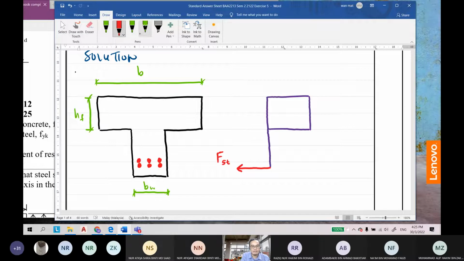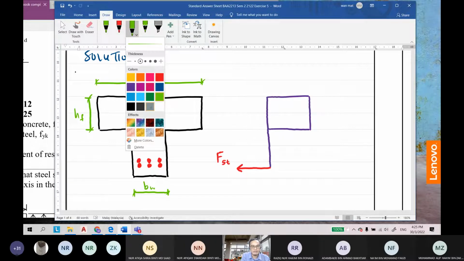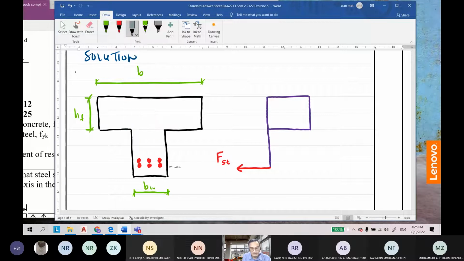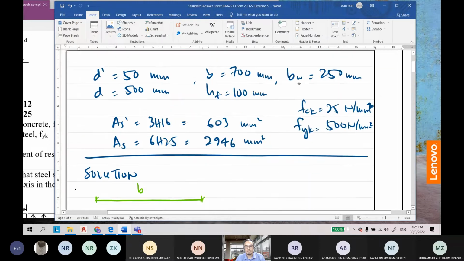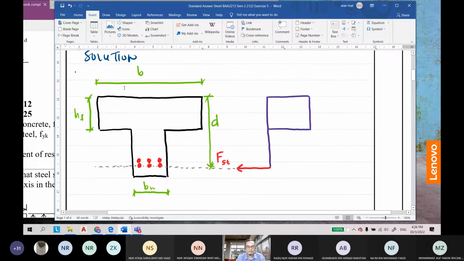Let me do it from here to here. So the distance from here to the bottom, to the center of the steel, is known as D. This is the D. Our D is equal to 500 now.